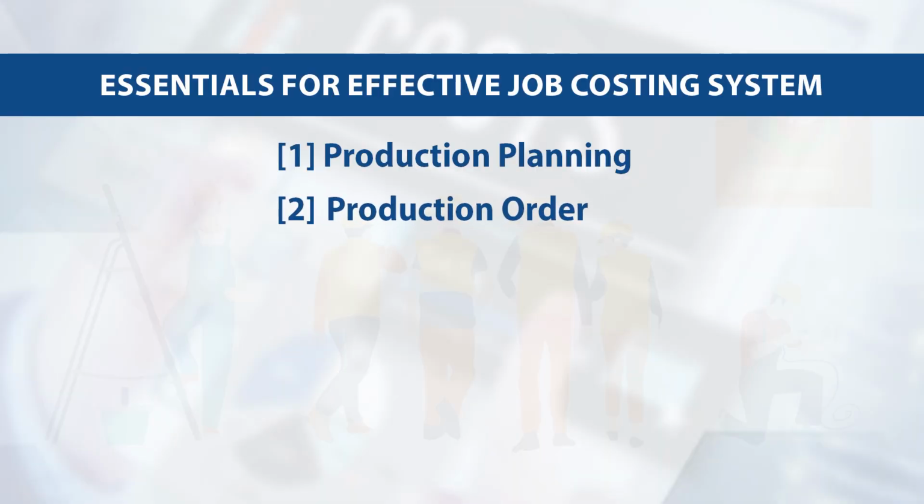Second, production order. An important requirement of job costing is to prepare necessary documents. An important one for initiating production is the production order. A production order is the instruction issued to proceed with manufacture of the job.